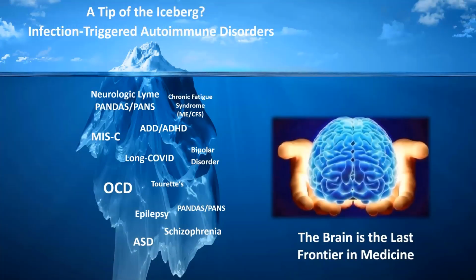So to wrap this up, we believe that this is just the tip of the iceberg for these infection-triggered autoimmune disorders: long COVID, Tourette's, epilepsy, schizophrenia, bipolar. We know that the brain is the last frontier in medicine. This is important because there are so many people who suffer from various types of disorders here, and making strides to test, identify, and treat them sooner will make a big impact on medicine.